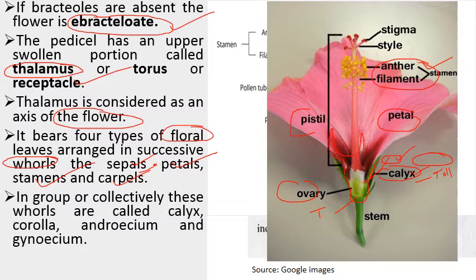In group or collectively, these whorls are called calyx, corolla, androecium and gynoecium. Calyx is the collective term used for sepals. Corolla is the collective term used for petals.